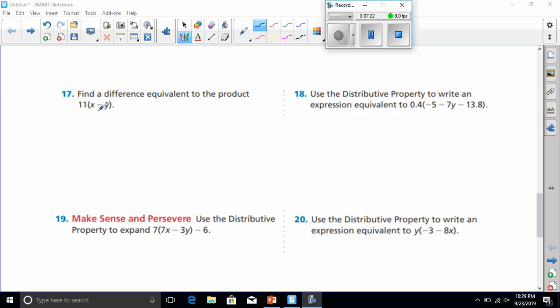I'm multiplying everything in front by everything in there. So let's go ahead and expand this first. 11 times x is going to give me 11x, and 11 times negative y is going to give me minus 11y. Okay? Now look what I have here. I have a subtraction problem. So the difference is equivalent to this product here. And I can't do any more than that.